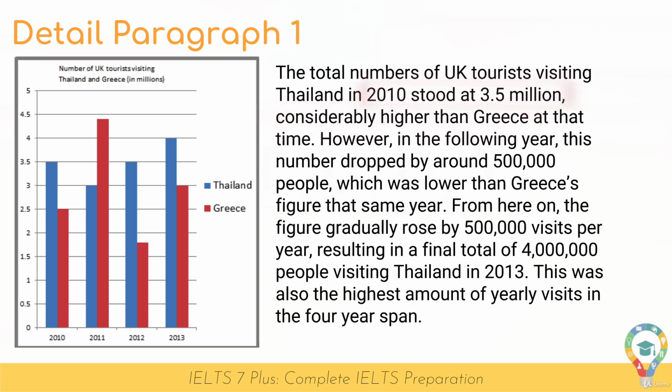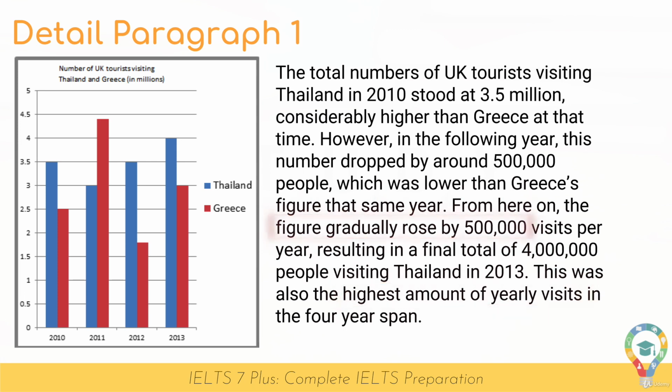I then went on to say that in 2011, the number dropped by 500,000. Please do remember to give the correct figures, as accuracy will help your mark. Finally, I reported the total number of visits to Thailand from UK tourists increased by 500,000 each year. And I also went on to add the detail that the final figure in 2013 was Thailand's highest amount.